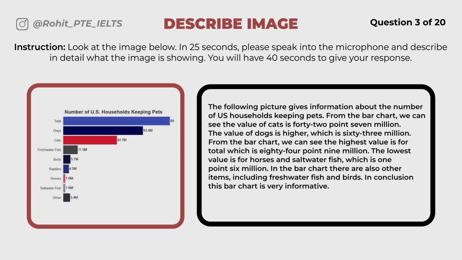The lowest value is for horses and saltwater fish, which is 1.6 million. In the bar chart, there are also other items, including freshwater fish and birds. In conclusion, this bar chart is very informative.